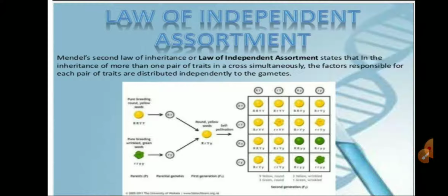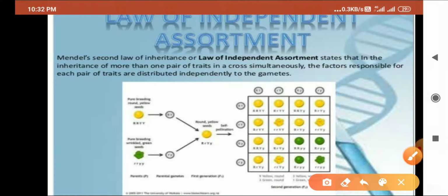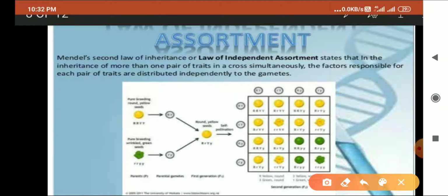Now, what is the law of independent assortment? The second law states that there is inheritance of more than one pair of traits or characters in a cross simultaneously. That means, firstly, he studied a monohybrid cross. He took a tall and a dwarf plant. But in his second experiment, he chose round and wrinkled seeds.